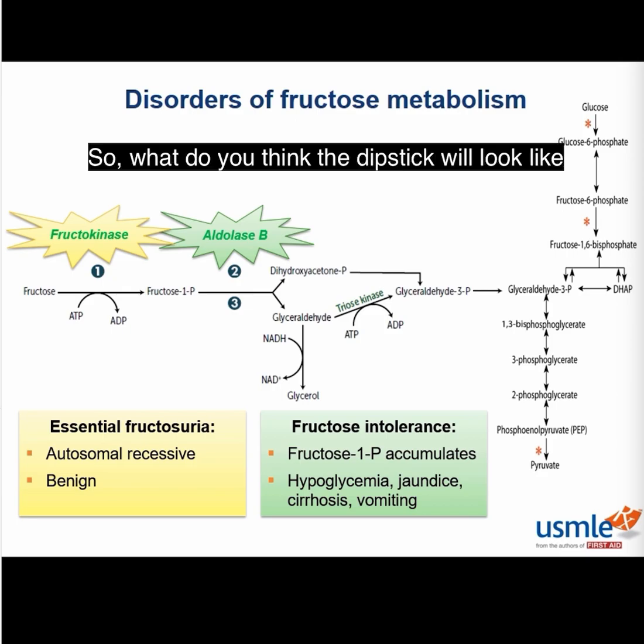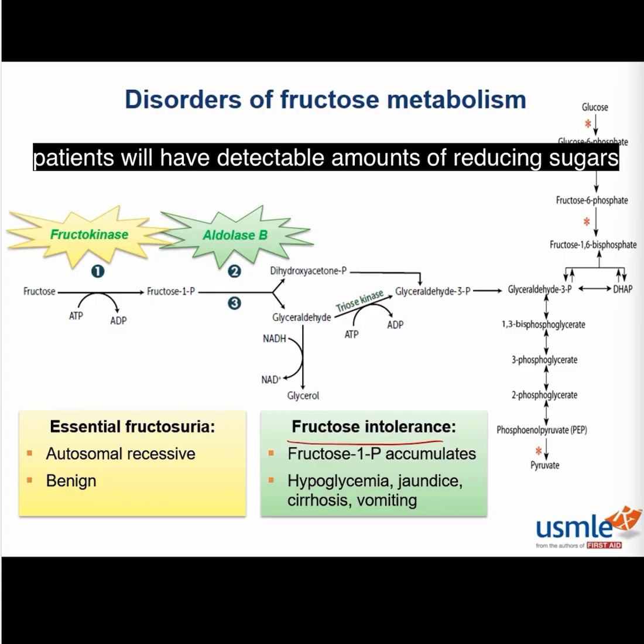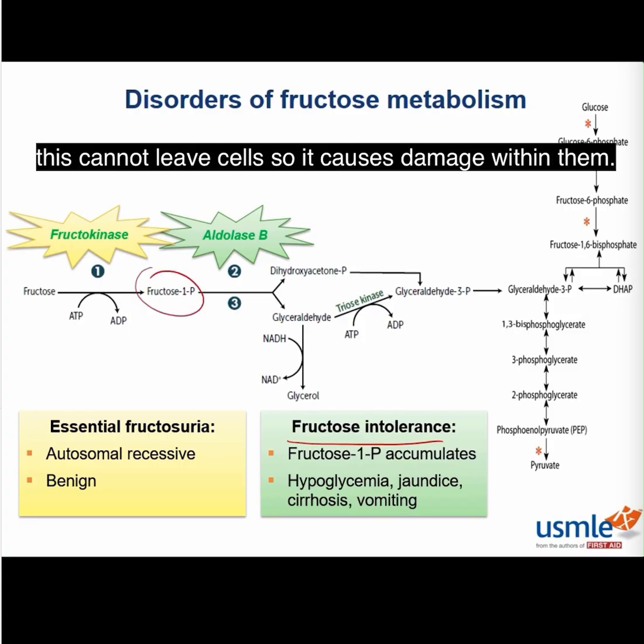So what do you think the dipstick will look like in these patients? Well, in fructose intolerance, patients will have detectable amounts of reducing sugars in the urine, but these sugars are again not glucose, so the urine will have a negative dipstick for glucose. In addition to hypoglycemia, the patients will also have jaundice, cirrhosis, and vomiting due to a toxic accumulation of fructose 1-phosphate. Again, the important part here is that this cannot leave cells, so it causes damage within them.